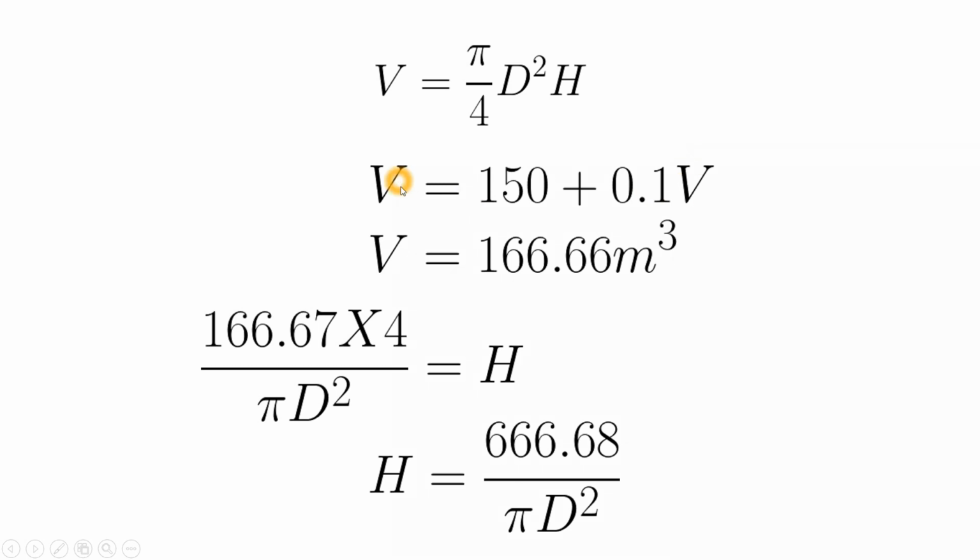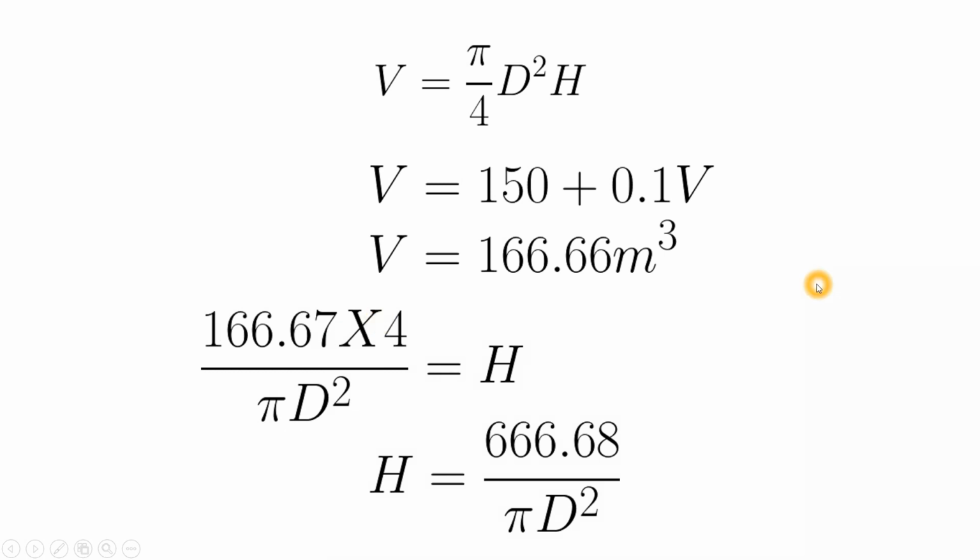What will be the total volume? Total volume is equal to ethylene glycol volume plus 10% of the total volume, right? So from this we get the total volume of the container will be 166.66 meter cube, or we can say 166.67, whatever you want, right? So we will put the value of V, then we will get from here h is equal to 666.68 divided by pi d square. I have multiplied by 4 this, right?